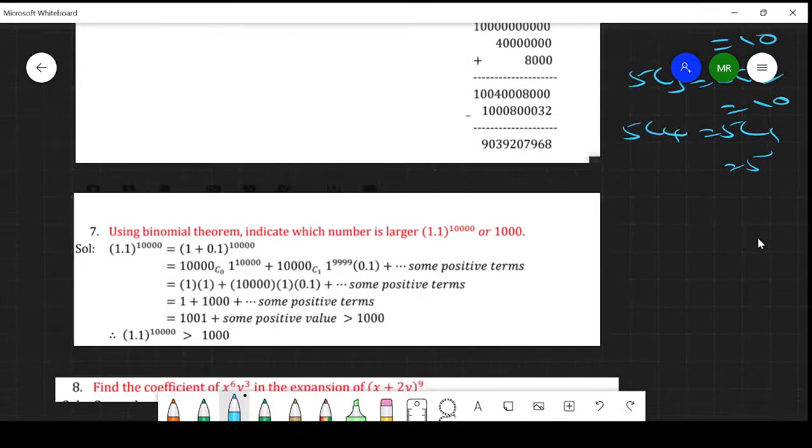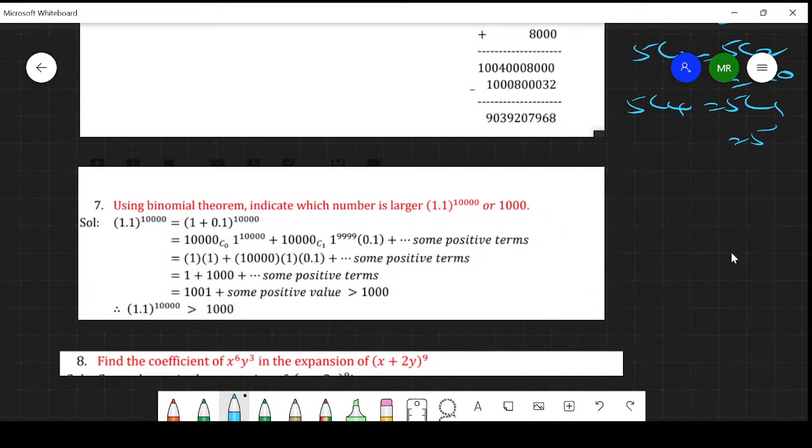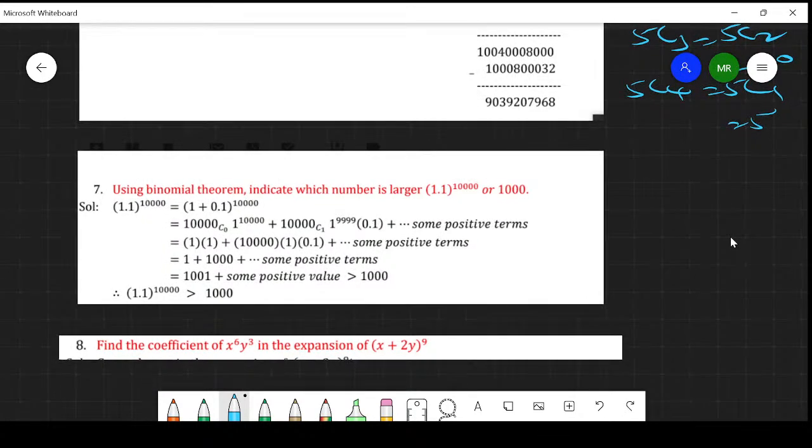Right. One more problem. Using the binomial theorem, indicate which number is larger: 1.1 whole power 10,000 or 1000. They are asking which one is larger. They have given two numbers. Which one is larger?